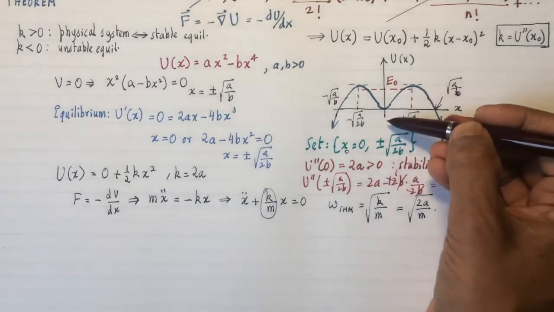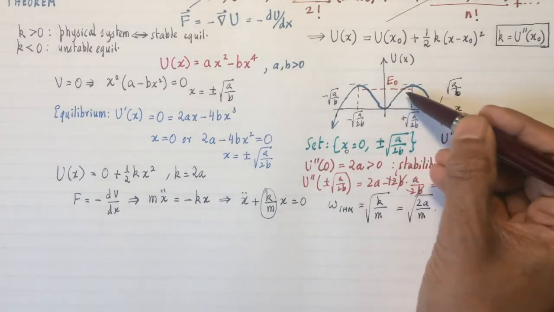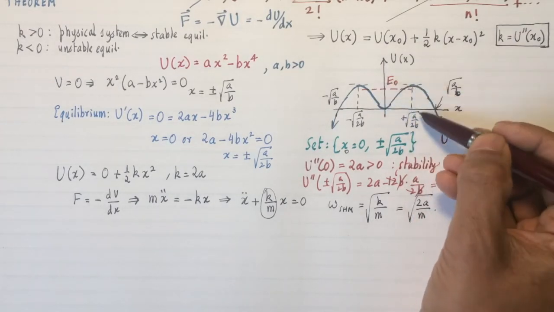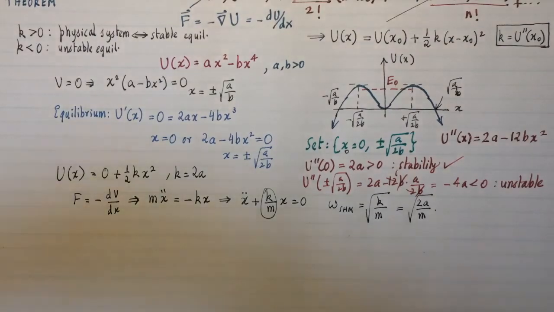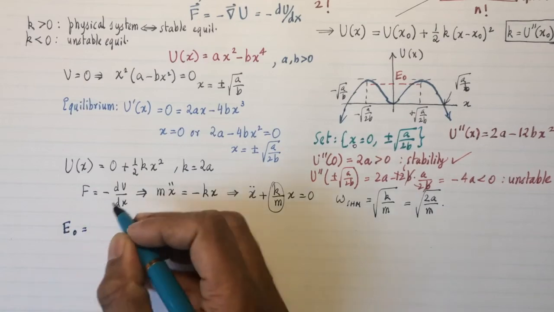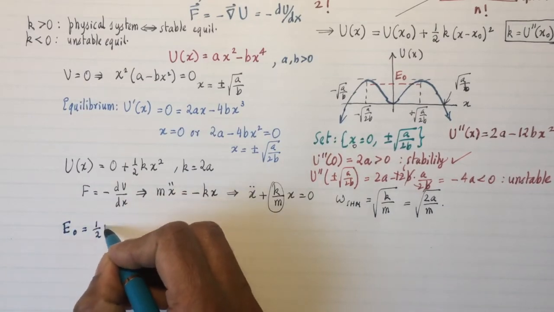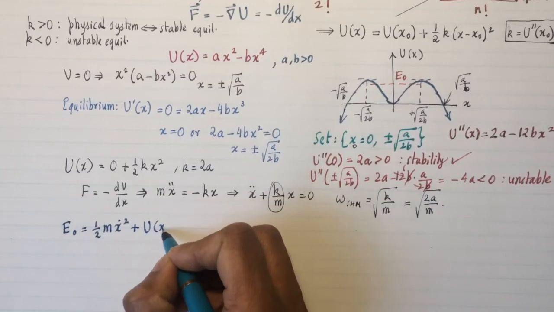If you have a negative energy, then of course the particle will not even move. So you need to have a positive energy, but less than the energy required at the unstable equilibria. The potential value at the unstable equilibria should be your maximum possible energy. Now if you have that, then I can write the total energy E naught as the kinetic energy, which is 1/2 m x dot squared, plus the potential energy U of x.